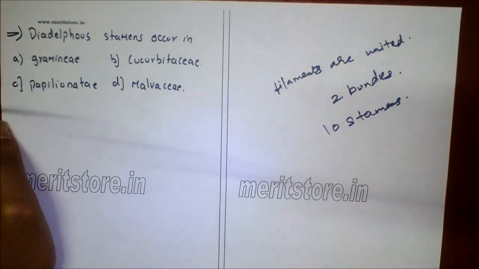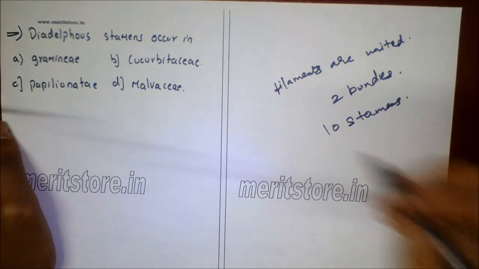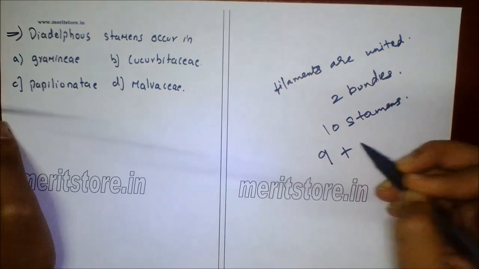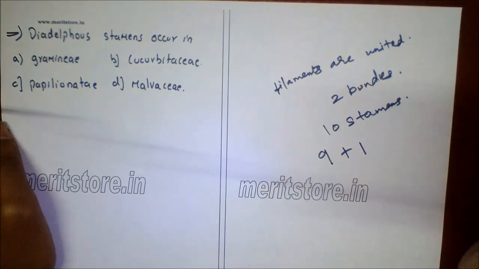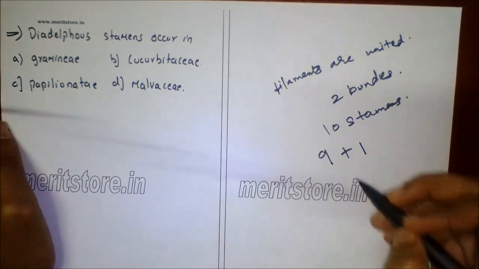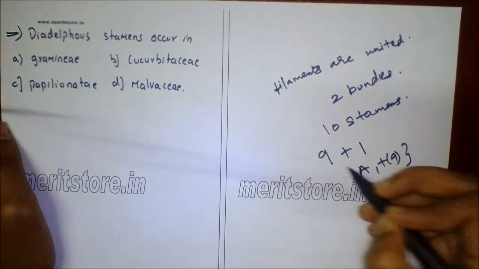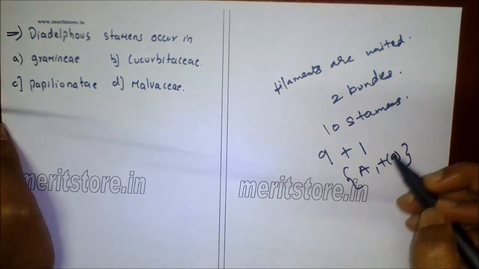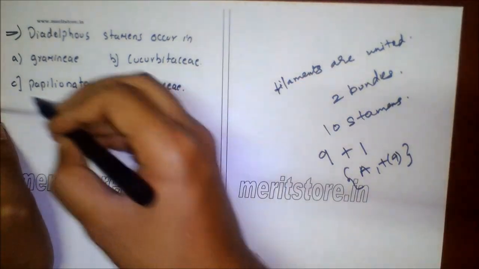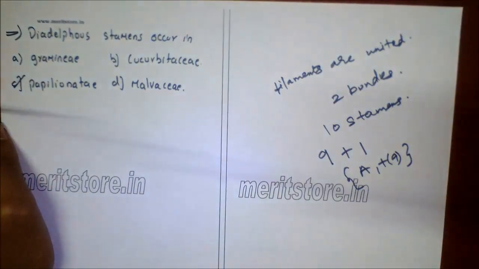Filaments of 9 stamens are fused, forming one bundle, and the other is represented as the filament of the 10th free stamen. So it is 9 plus 1, or it can be written as A1 plus 9. It is a characteristic of Papilionaceae, option C.